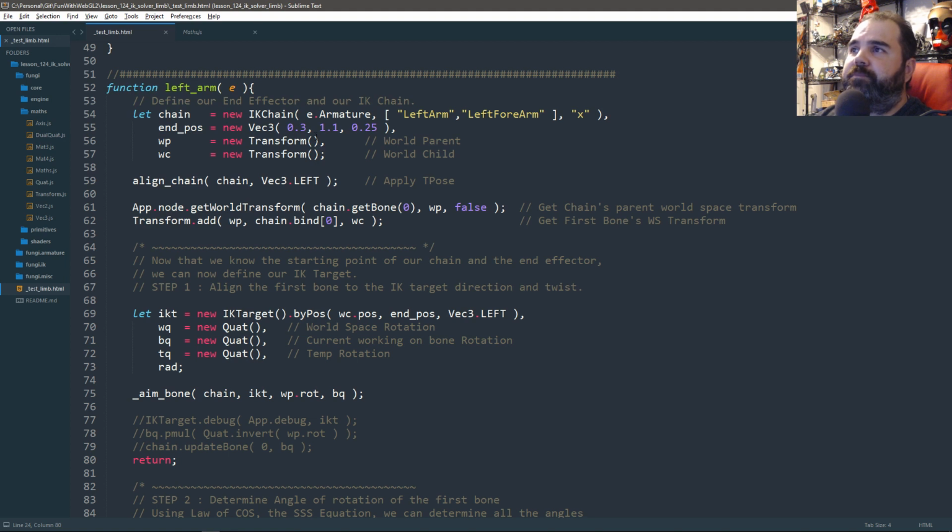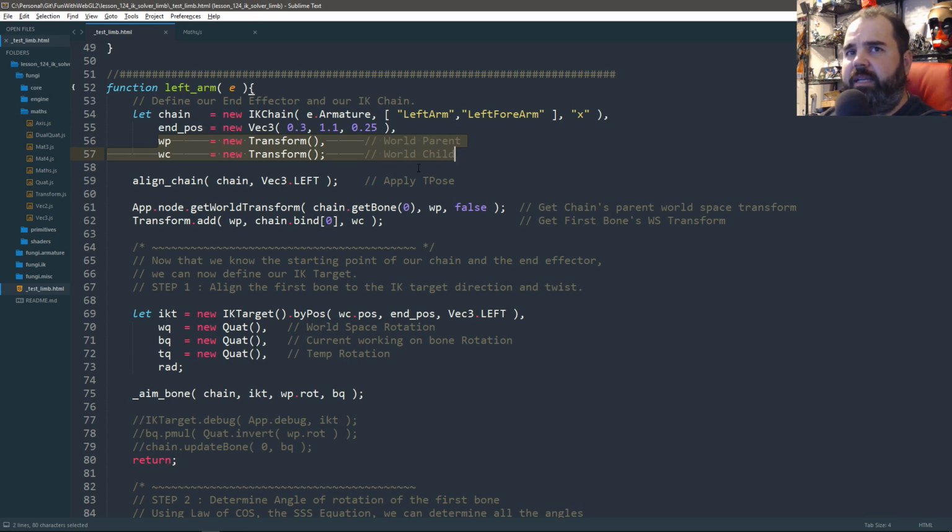And we're going to define an end position. Basically, it's called the end effector, where we're trying to reach to. So we define where it is in 3D space. And we're going to have to keep track of world space parent and world space child, because if you're new to the IK solvers and haven't seen a lot of my other videos, it's kind of important because you need to know where your parent is to be able to save your rotation for your child.